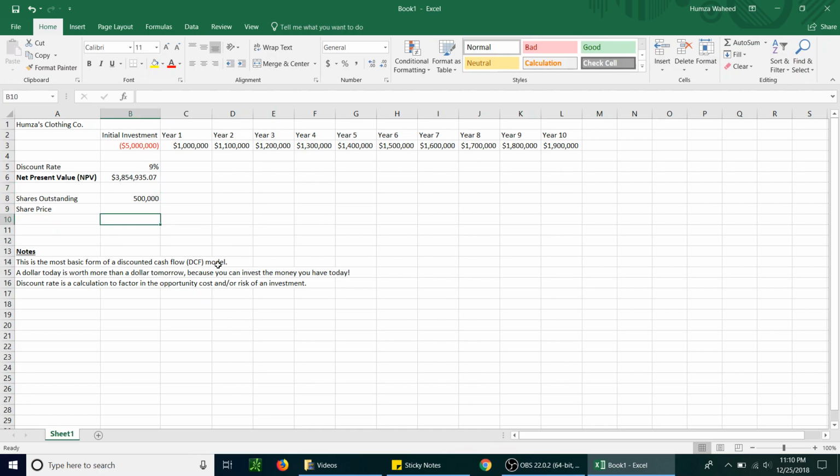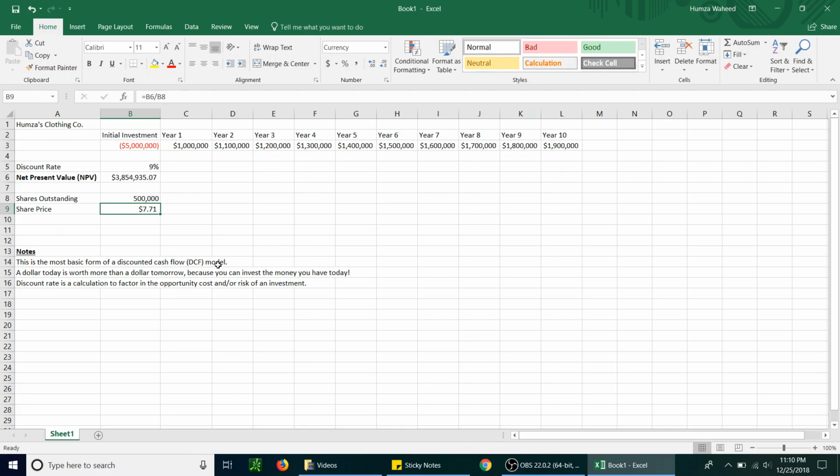For those of you who want to break it down even further, assuming that this is a public company, you can say that maybe we have 500,000 shares outstanding, and you figure out a share price there. You take the net present value and divide by your assumed shares outstanding, and you could get a share price if this was a public company traded on the stock market.